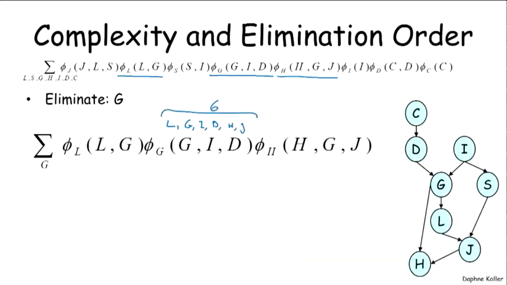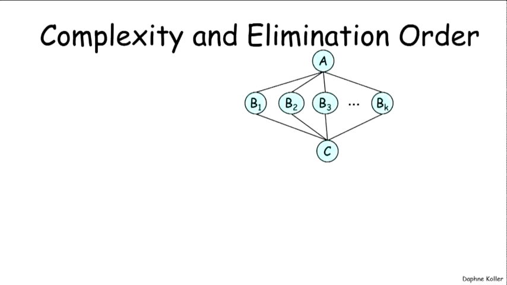Whereas before, the largest factor that we ever generated had 4 variables. So that's maybe, you might say, 6 versus 4, not a big deal. I mean, how much difference does it make? So let's convince ourselves that in other graphs it might make a bigger difference. So here's a graph that is a simple pairwise Markov network with A and C and then a bunch of variables in the middle, B1 up to BK. And imagine that I start by eliminating A first. Well, what are the factors that involve A?